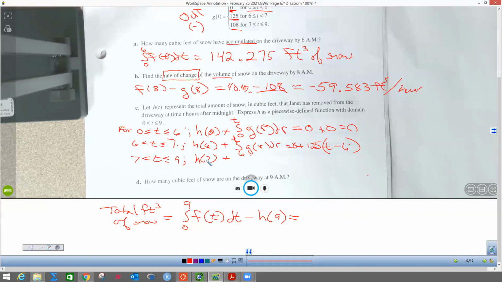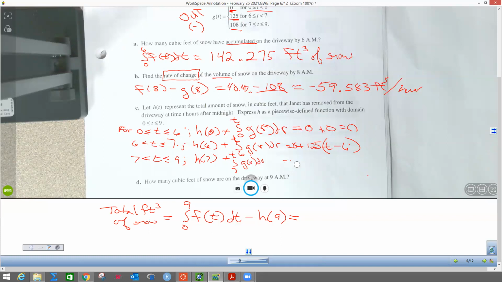So this thing right here is going to be the 125 that's in that problem right up here, this part. And then it's going to be plus the integral, and now we're starting at 7, and we're going to some time that we don't know for sure, but that could be up to 9, but we don't know what number we're putting in here, of g of r dr.